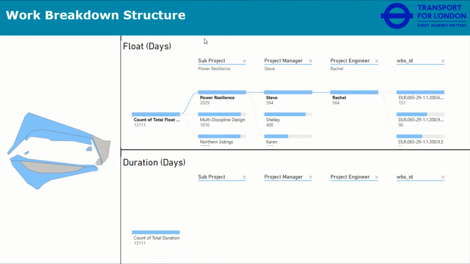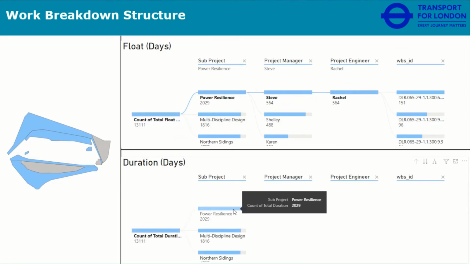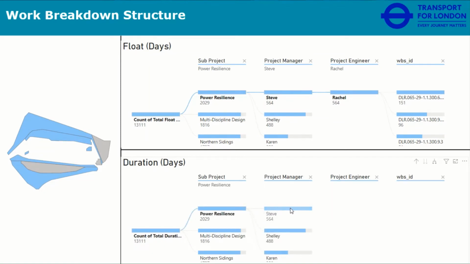We also have the work breakdown structure. This is a great way to look into who is accountable for each project and what their work IDs are. And this has a breakdown of both float and duration. So you can look in for what project you want to see, who's associated to it, both project manager and project engineer, and what their work IDs are.